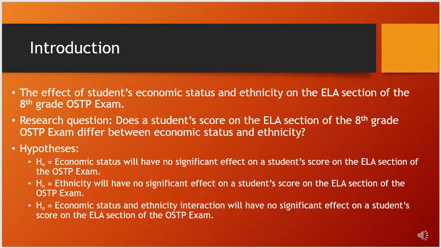So I had three null hypotheses. The first one was that economic status will have no significant effect on a student's score on the ELA section of the OSTP exam. My second null hypothesis was that ethnicity would have no significant effect on a student's score on the ELA section of the OSTP exam. And my third null hypothesis was that the economic status and ethnicity interaction would have no significant effect on a student's score on the ELA section of the OSTP exam.